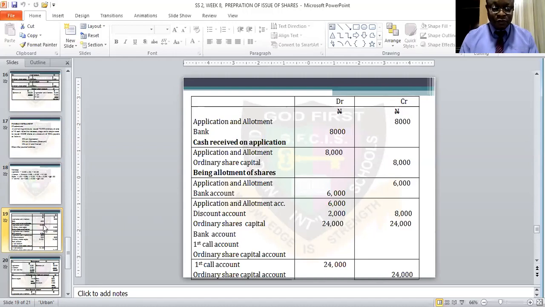Then discount is 2,000 naira. Then ordinary share capital, when you add 6,000 and 2,000, that will give us 8,000 naira. The ordinary share capital 24,000 naira. Then bank account 24,000 naira. First call is 24,000, and the ordinary share capital of that first call is 24,000 naira.